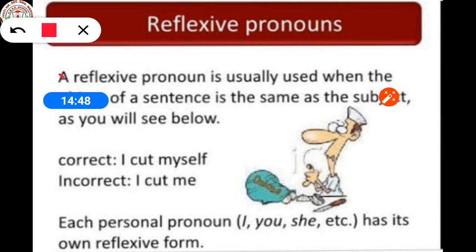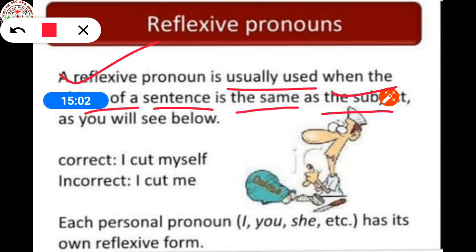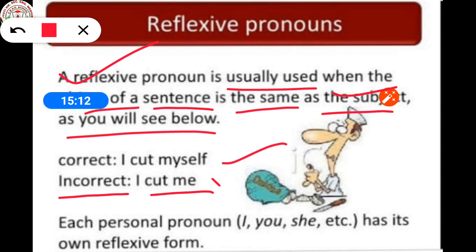A reflexive pronoun is usually used when the object of a sentence is the same as the subject. See the example: I cut myself. This is the correct sentence. The incorrect sentence is "I cut me." This is wrong. So the correct sentence is "I cut myself." Each personal pronoun, I, we, she, etc., has its own reflexive form.